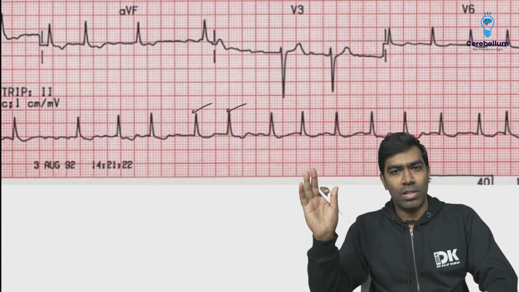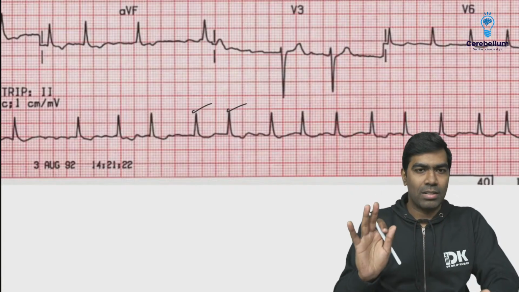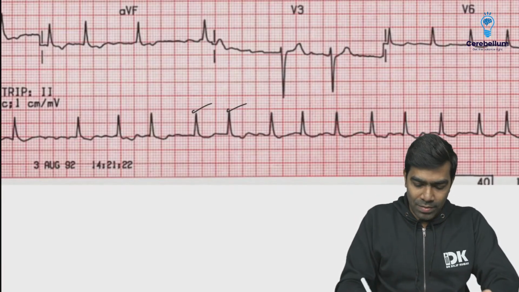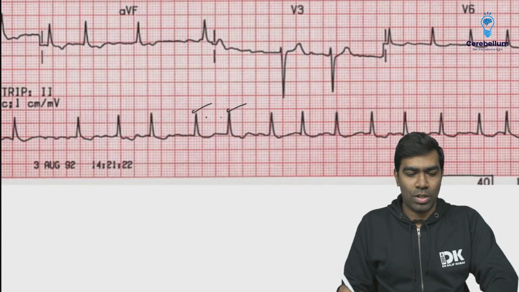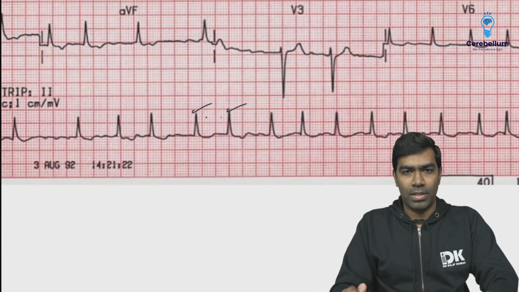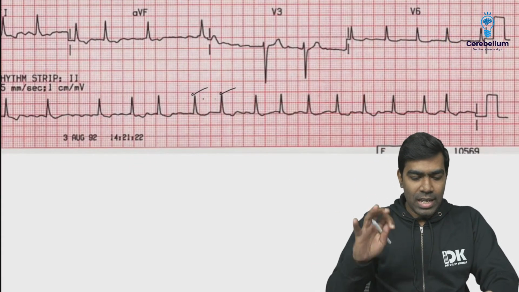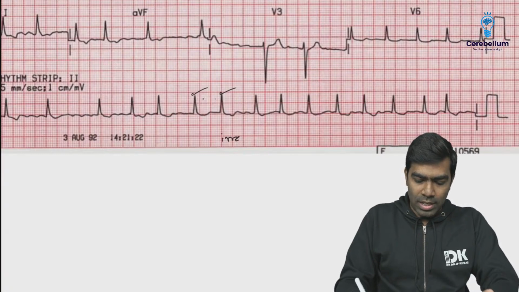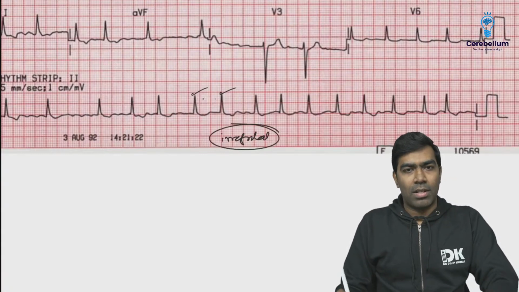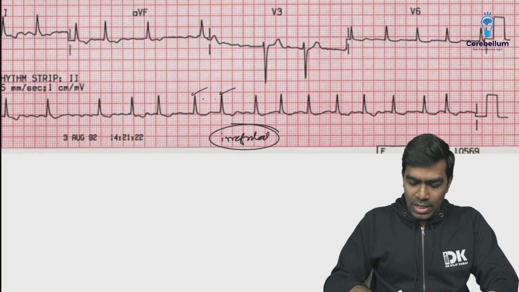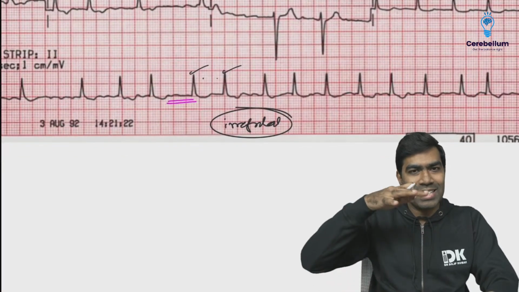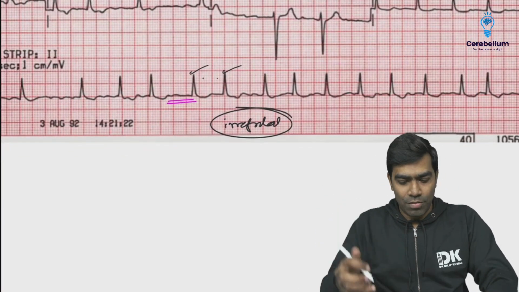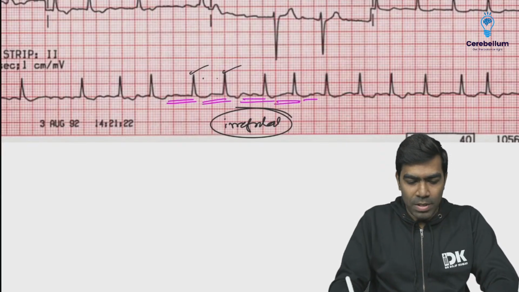More than 5 large boxes, bradycardia. Less than 3 large boxes, tachycardia. Here the patient is having definitely less than 3 large boxes only. So it's surely a tachycardia. And it's an irregular rhythm. We all know that. And at the same time, you are not able to see any formed P waves. The baseline is just fibrillating. You are not able to see any formed P waves at all.